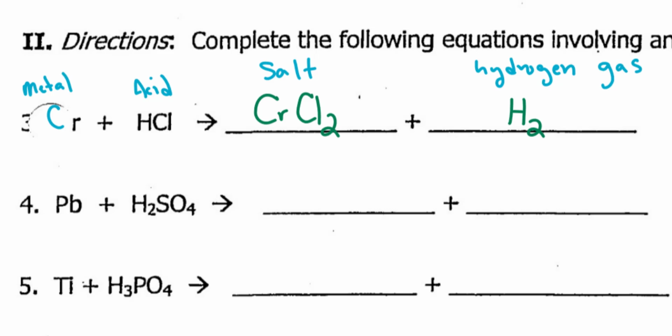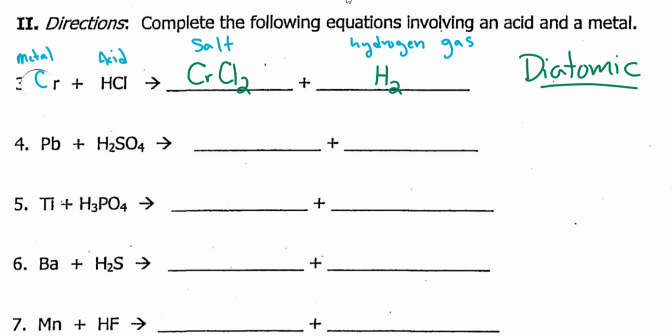Now I am going to balance my equation because we always balance before we finish, and I know I'm going to need 2 chlorines and 2 hydrogens. The easiest way to get that in this case is to put a coefficient of 2 in front of my hydrochloric acid, so that I have 1 chromium on each side, 2 hydrogens on each side, and 2 chlorines on each side. You're going to repeat that procedure for every single one of these equations.